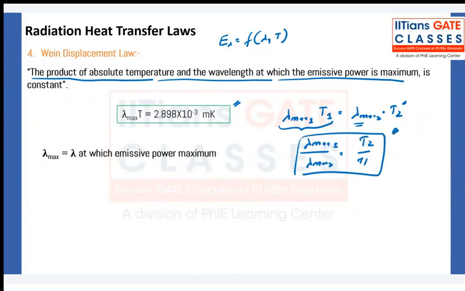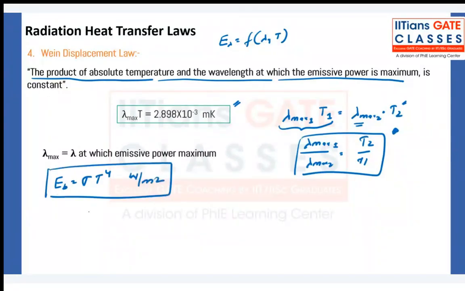First formula that we have discussed is Stefan Boltzmann's law. Second is real body in thermal equilibrium, absorptivity is equal to emissivity. And third formula is this one, lambda max 1 upon lambda max 2 is equal to T2 by T1. Okay, clear? Let's move on.